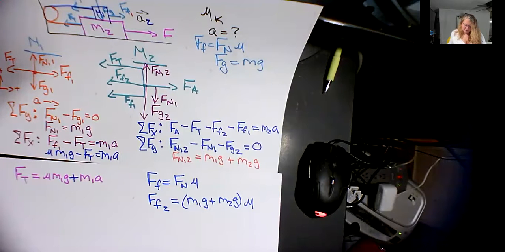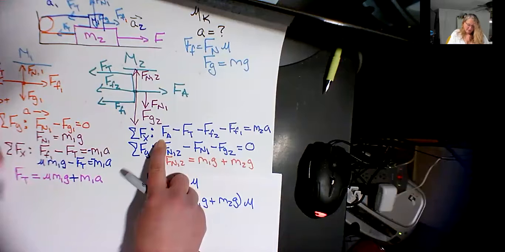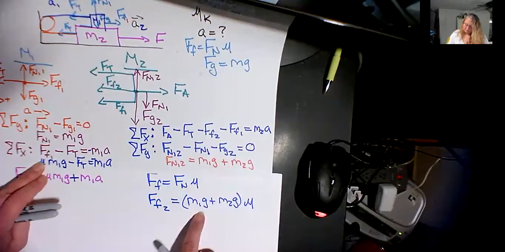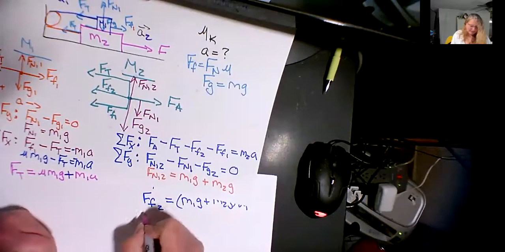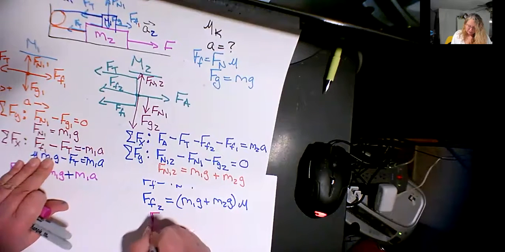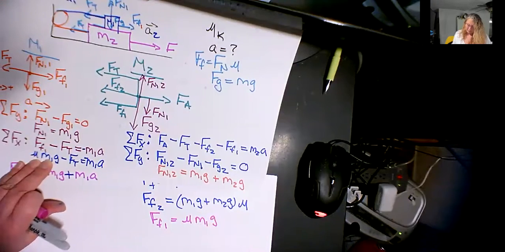Anybody have questions on what we've done so far? Are we good? I think I'm good. Okay. So I've defined tension, so I can put that into this. Force applied, that's okay, we can leave that. I've defined friction for 2 and for 1. Let's remind ourselves what force of friction 1 is. Force normal 1 is that, so force of friction 1 is mu mass 1 times gravity.